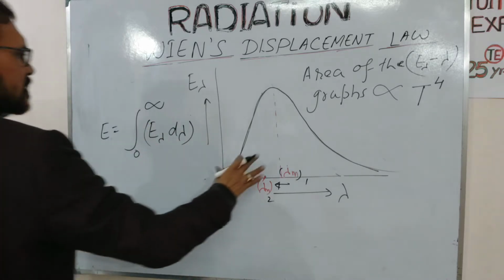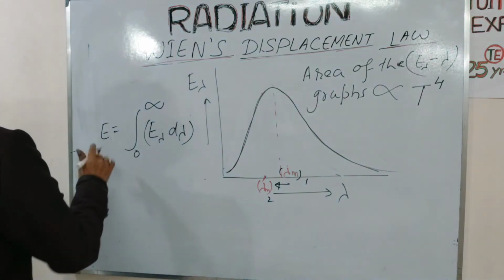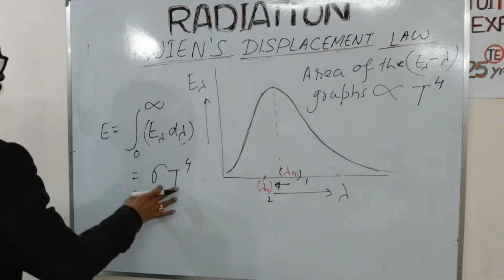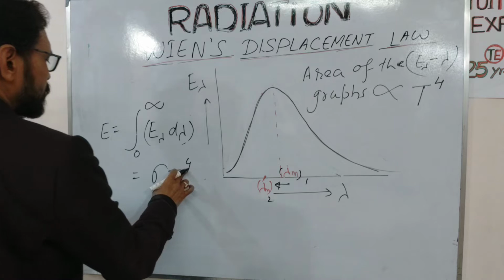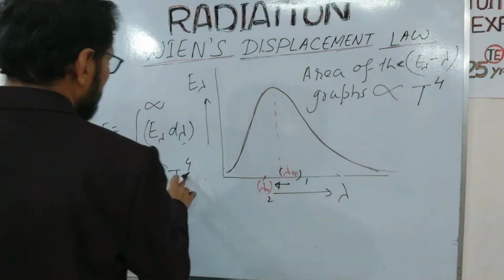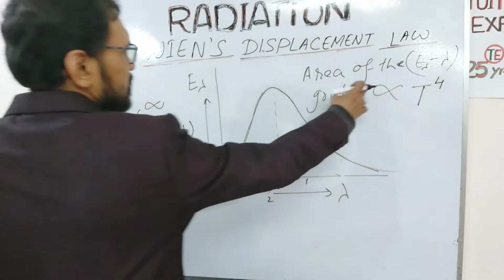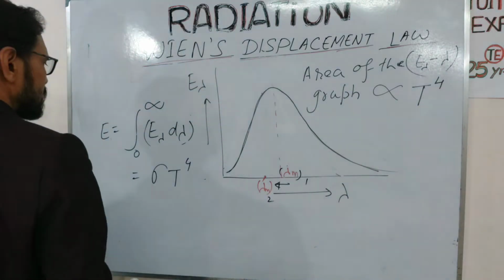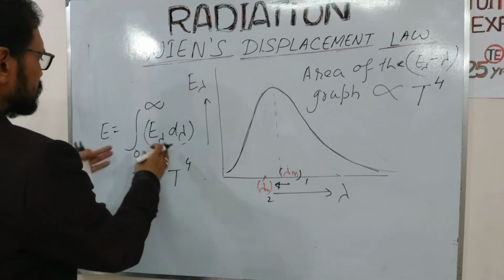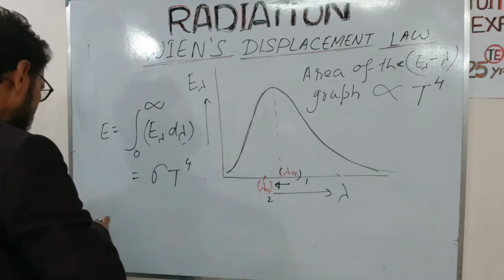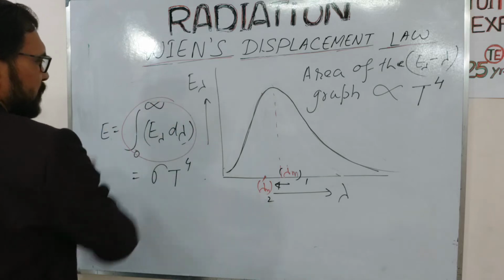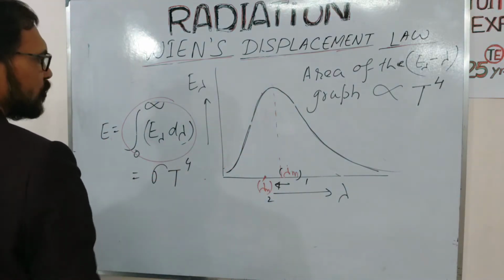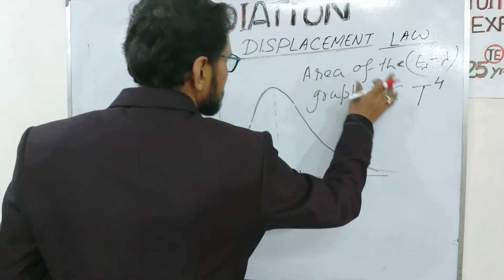Now this denotes the area of this graph, and E is given by the formula sigma T to the power 4. So the area of this graph is proportional to the fourth power of the absolute temperature. The area of this graph is proportional to T to the power 4, because emissive power equals this integral, which represents the area of this graph. So emissive power is sigma T to the power 4, and the area of this graph represents this.